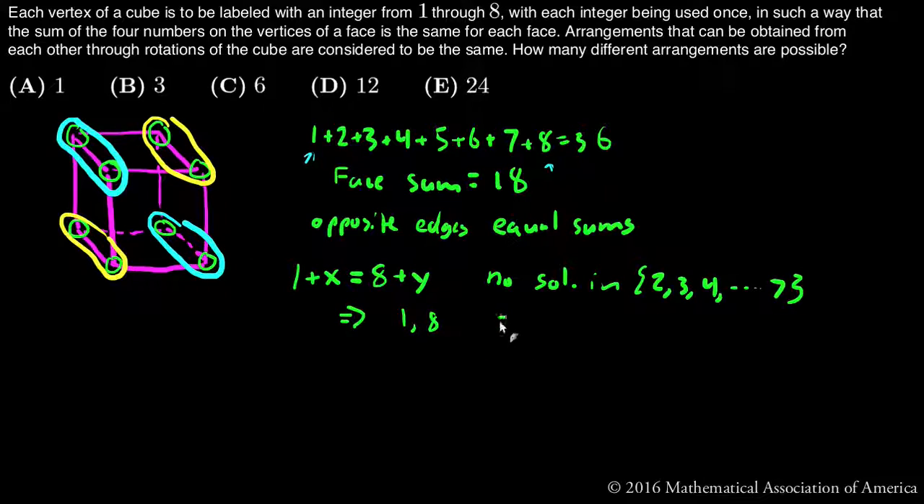This also tells us that each edge sum must equal 9. So if the 1 and 8 are here, that's 9. That means that this must be 9, and to add up to 18, this must add up to 9, this must add up to 9. And the ways we get that are 1 and 8, 2 and 7, 3 and 6, and 4 and 5.